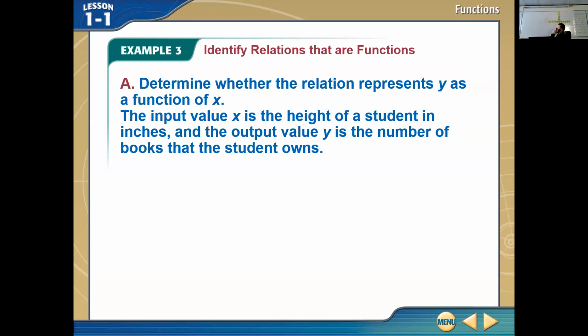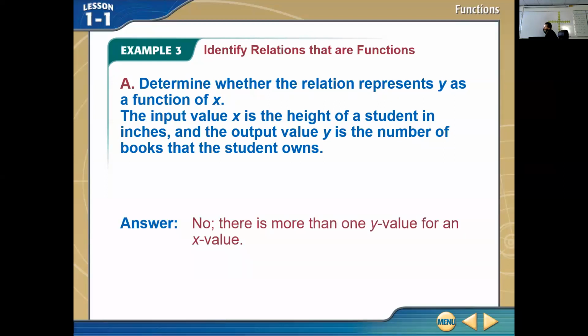So it says determine whether a relation represents y as a function of x. It says the input value x is the height of a student in inches, and the output value y is the number of books that student owns. Basically it's saying if you're 5'6", you're only going to own these books. Well, you can see that the number of books that you own or the type of books that you own has nothing to do with your height. Any individual can buy multiple books. So since they're not reliant upon each other, this can't be a function.